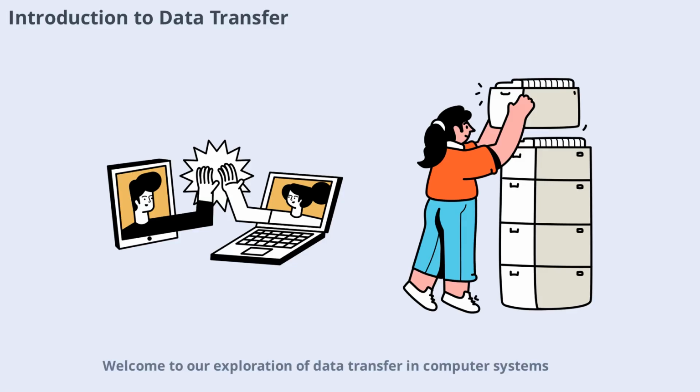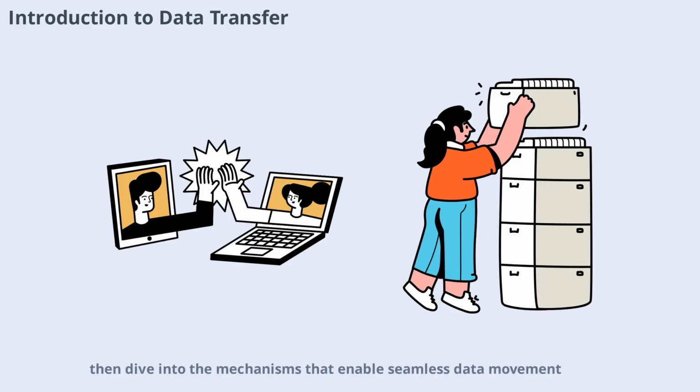Welcome to our exploration of data transfer in computer systems. In this video, we'll break down how data moves between registers, buses, and memory. Understanding these pathways is crucial for grasping how computers process and store information. We'll start by introducing the key components involved, then dive into the mechanisms that enable seamless data movement.